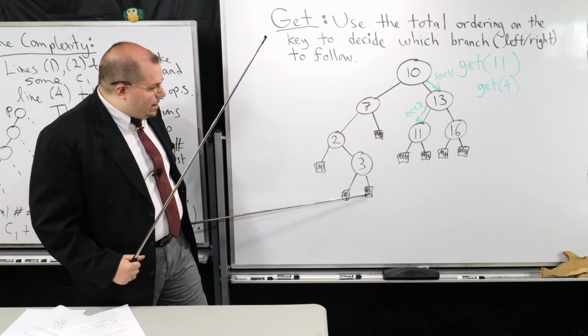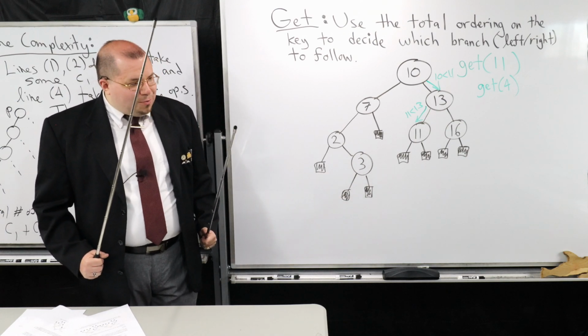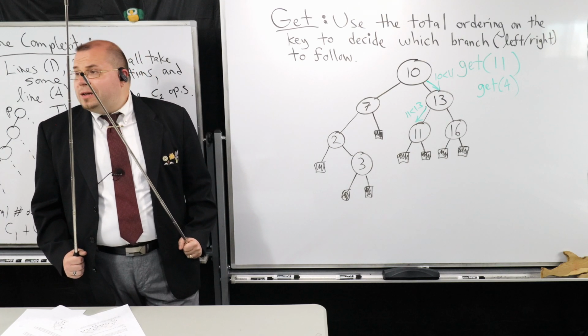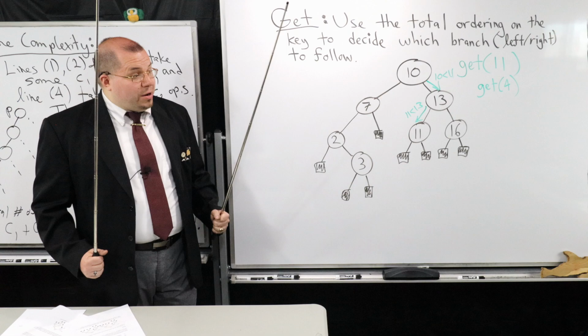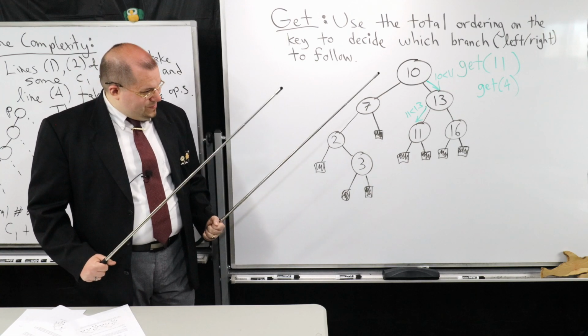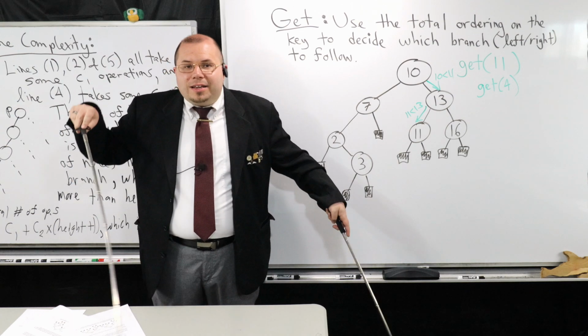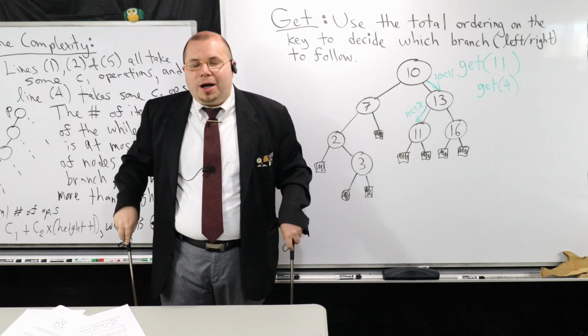Now we're at a leaf node. Notice that we're at a leaf, which means there are no more records for us to examine, and we can conclude we don't have it in our binary search tree. This is actually the idea for how you can perform searches on a binary search tree.